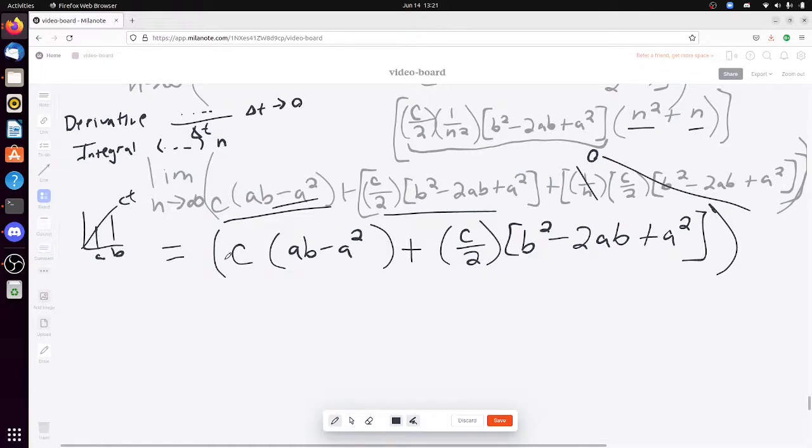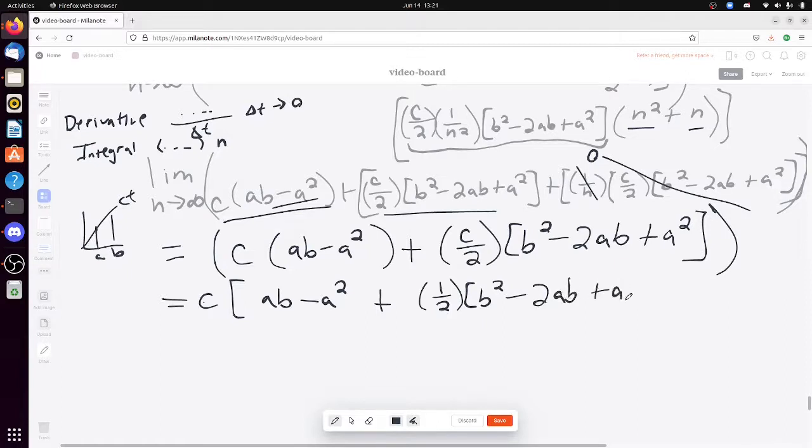So in order to solve this, in order to make the math easier, I'm just going to factor out the c from this term and this term. So now we're left with ab minus a squared plus 1/2 b squared minus 2ab plus a squared. Actually, I'll just make this a regular parentheses. Okay, so we got that.